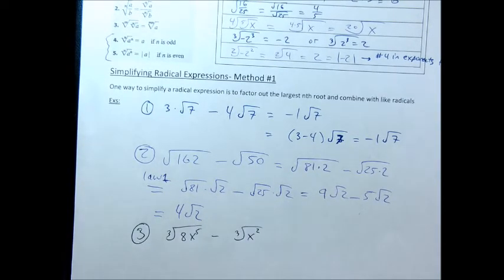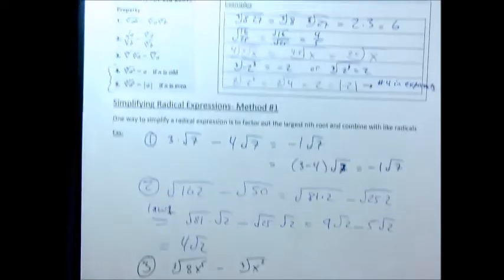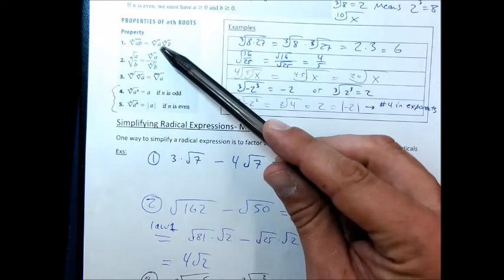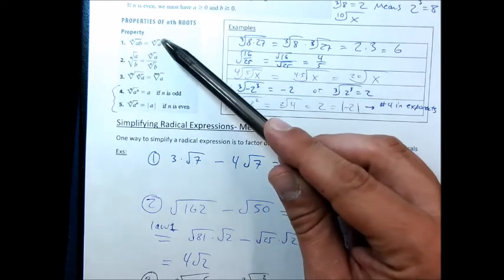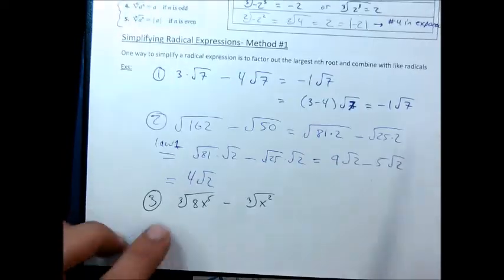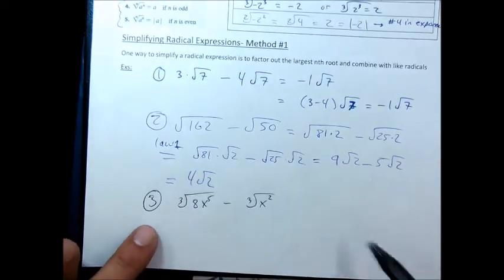So if we had something like the cube root of 8x to the 5th minus the cube root of x squared, as that's written, we can't do anything, right? We can't combine anything because they're two separate radicals that are being subtracted. You may be tempted to use this property and break up some radicals and combine them together, and that's what we're going to look to do eventually, but as written right here, we can't do that subtraction.